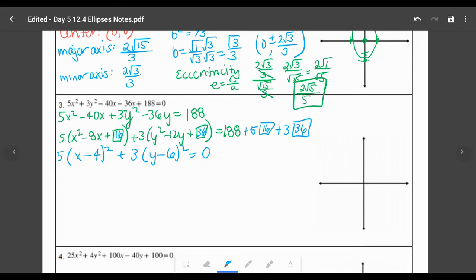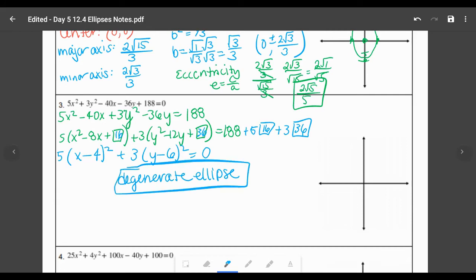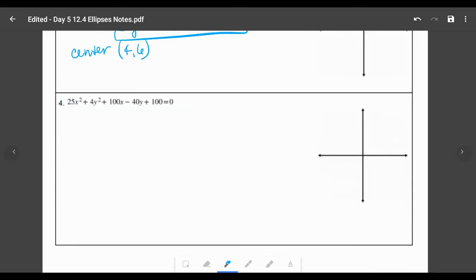All right, so normally we would have it equal to some number, and then we divide by that number to get it to equal 1, but we won't be able to do that here. So this is called a degenerate ellipse. I guess the one thing I could answer is where is the center, which is at 4, 6. One more example problem like these, and then we'll move on to something else.